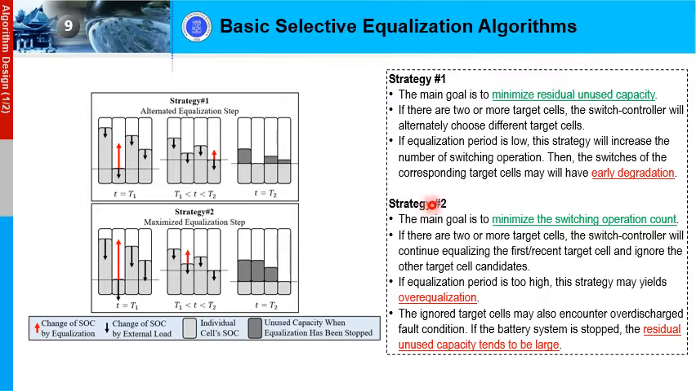Meanwhile, in the second strategy, the main goal is to minimize the switching operation count. So, in this strategy, the target cells will achieve the specified set point and ignore any other target cells candidate. So, in the final of the equalization, there may be large residual unused capacity.